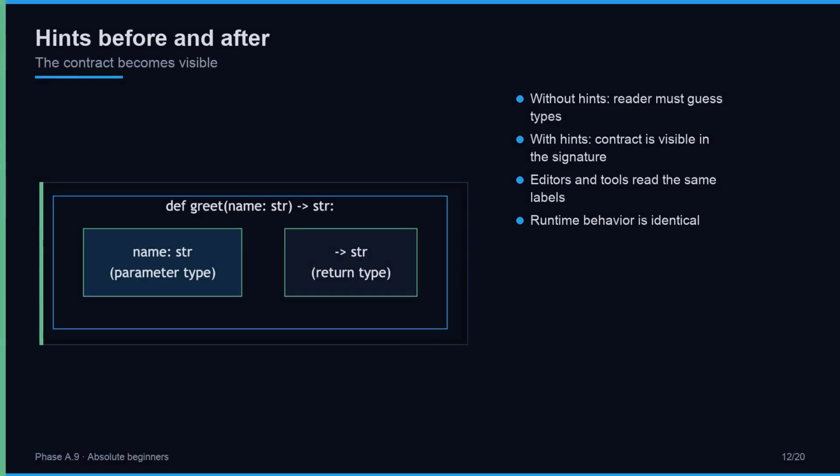Compare two versions of the same function. Without hints, the signature reads def repeat(text, times). The reader has to guess that text is a string and times is an integer. They might pass them in the wrong order or use the wrong types. With hints, the signature reads def repeat(text: str, times: int) -> str. The contract is visible. The reader knows exactly what to pass and what to expect back. The body of the function does not change. Only the signature gains labels.